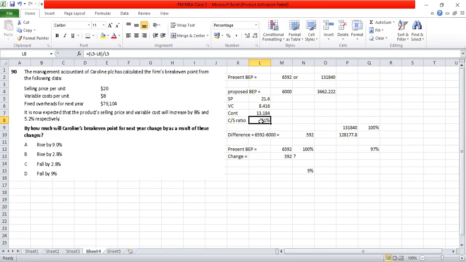That's again a differential value, right? I mean, how much it has fallen, how much it has come down. It has to be the fixed cost 79,104 divided by 61.037. So it's the same, then you will get the same answer. That's what I tried the first time. I got the same answer.